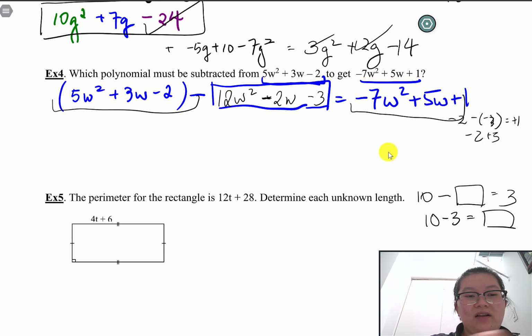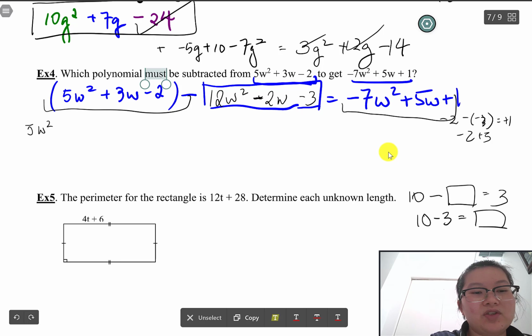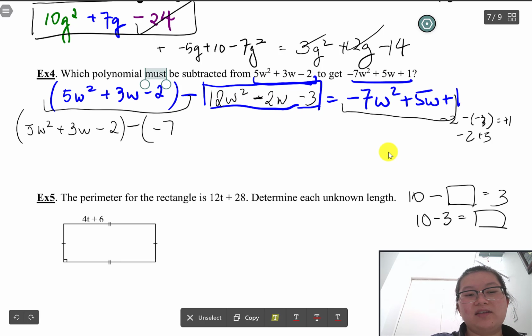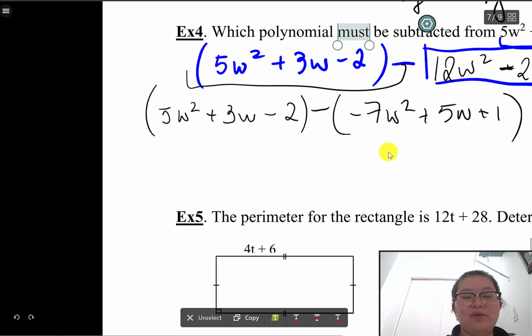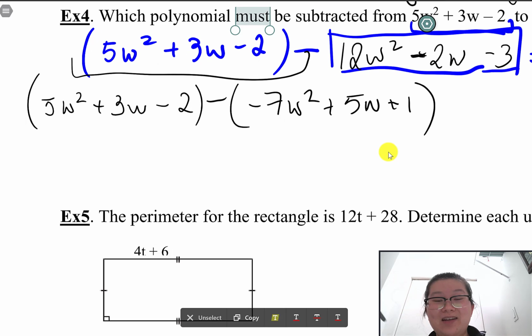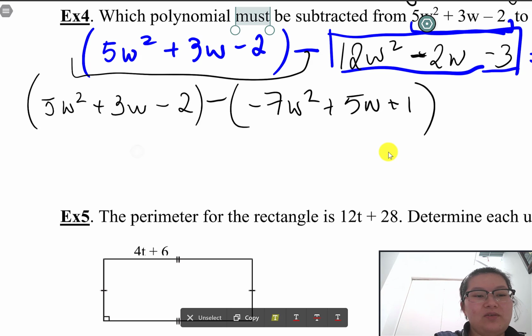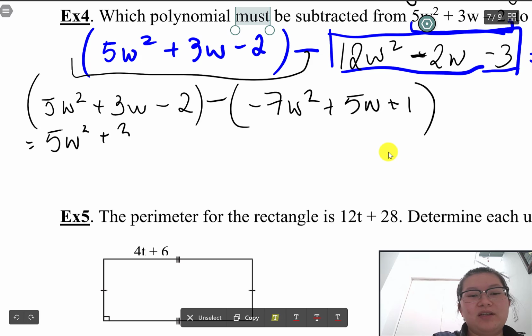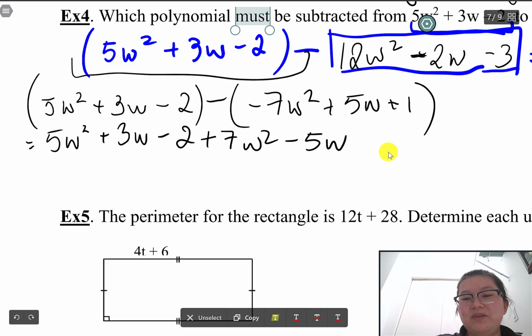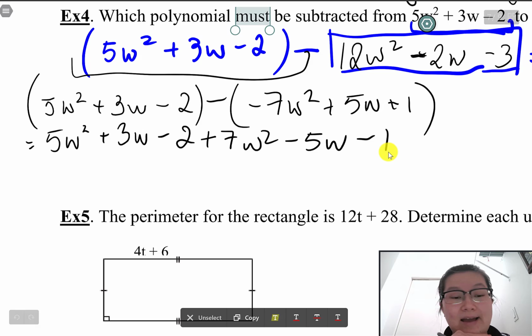If we write it all out, it's going to look like this. I have 5w squared plus 3w minus 2. This is one polynomial. I'm going to subtract negative 7w squared plus 5w plus 1. And we know when we subtract polynomials, we just have to flip the sign of everything inside the second polynomial, then it becomes an addition statement. So this looks like 5w squared plus 3w minus 2. Flip the first one, which becomes positive. Flip the second one, it becomes negative. Flip the third one, it becomes negative. So now let's go ahead and add them together.